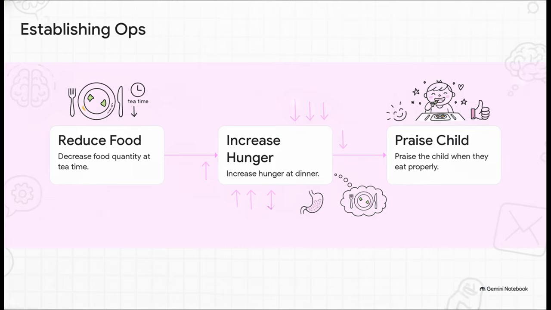Step 1, simply decrease the amount of food given at tea time. Step 2, this naturally increases the child's hunger by the time dinner rolls around. Step 3, offer lots of praise when the child eats properly. By controlling what precedes the behavior, the unwanted habit is naturally phased out without all the stress.